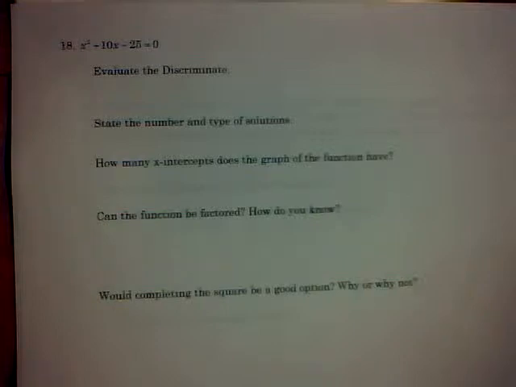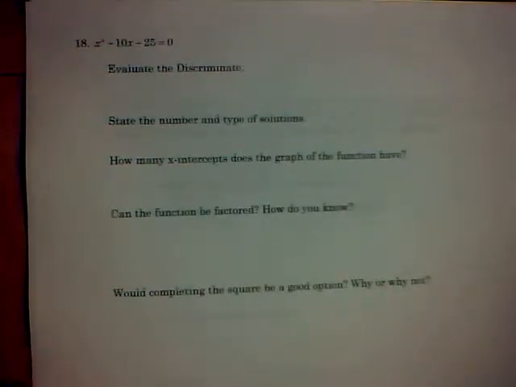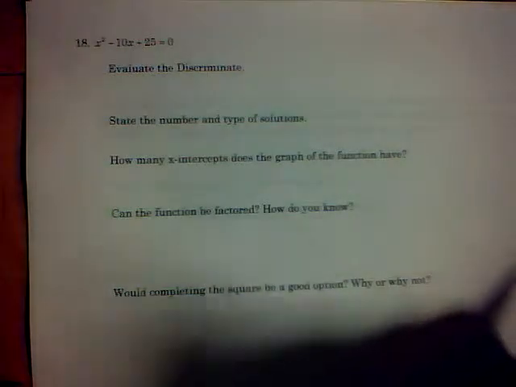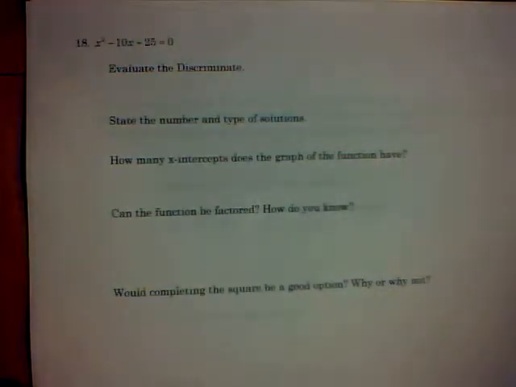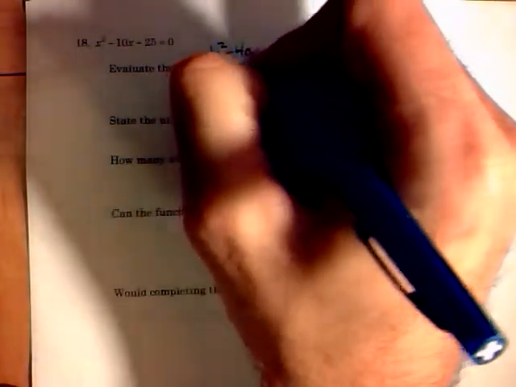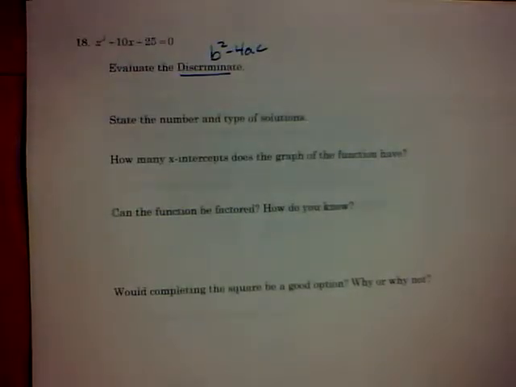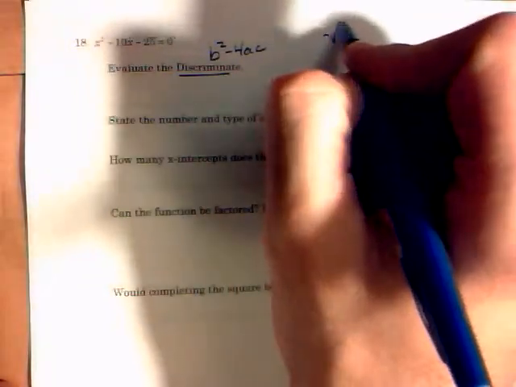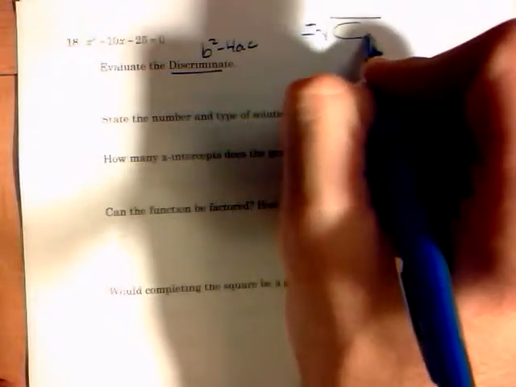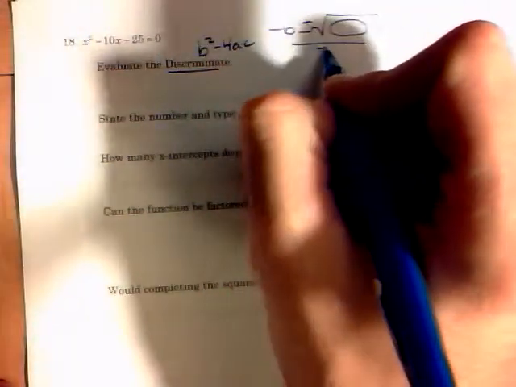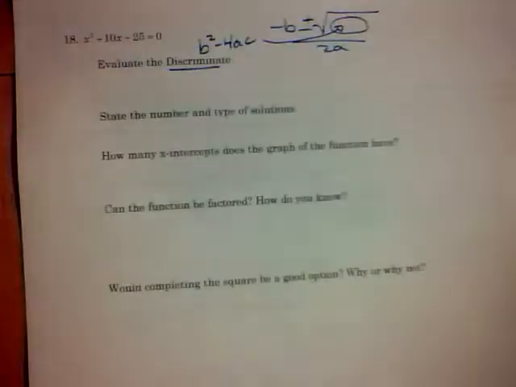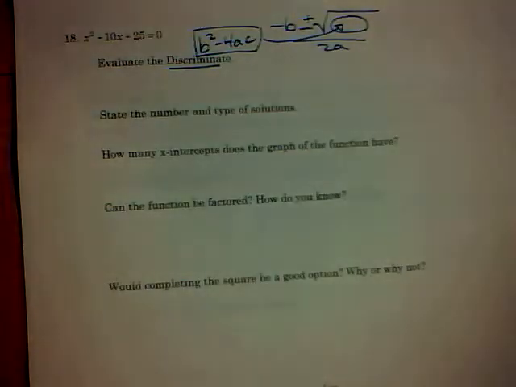Okay, in this question, number 18, we're going to ask you to analyze a quadratic. And analyzing a quadratic is really done through use of the discriminant, and that's the b squared minus 4ac part of the quadratic formula. And again, remember that the discriminant is in the quadratic formula right here. It's the part that's underneath the radical.